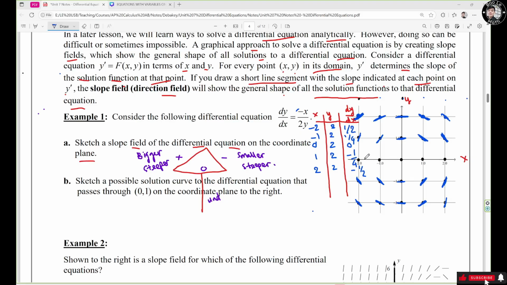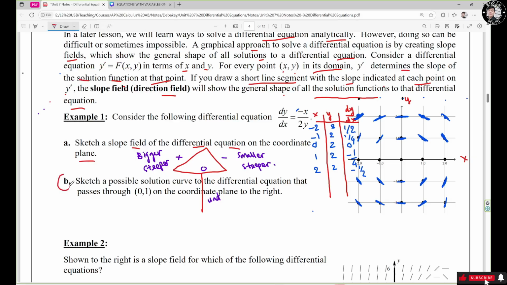Alright, right at these points right here, the derivative is undefined. Why? Because y equals 0, right? So when you substitute over here, it's going to be undefined, right? So whenever the denominator of the differential equation equals 0, we're not going to draw a slope segment. This is because the derivative is not defined at those points.